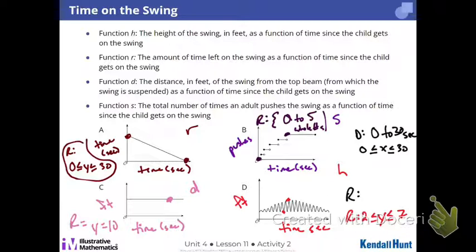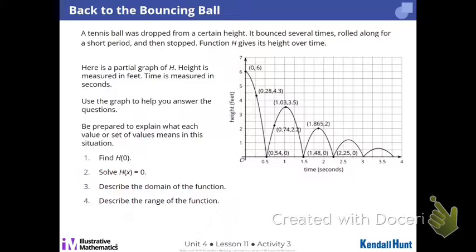Everybody good? So big picture, domain's going to give us our left to right, our possible x values. Range is going to give us our minimum and max up and down. So h of 0. Is 0 my input or my output? Input. So 0 in gives me 6 out. In context, what does that mean? At 0 seconds, the ball is dropped from 6 feet.